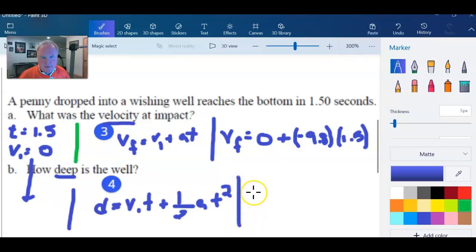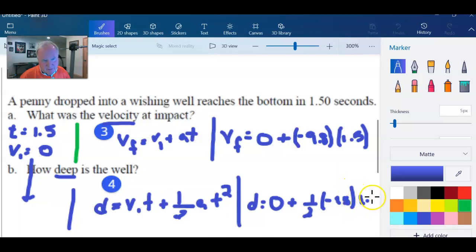All right, when we plug this in, D, okay, I'm running out of room, so I don't want to confuse you. But if we put in 0 for VI, well, 0 times anything is going to be 0. So I'm just going to put in 0 for VIT, because it's 0 times 1.5. And then we're going to add plus 1/2 times negative 9.8. Sorry about the writing. And then remember, we're going to take 1.5 and we're going to square it, just the time. Okay, I'm going to plug this in there. You guys can figure out those numbers.